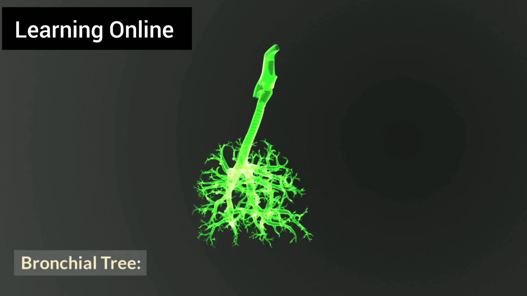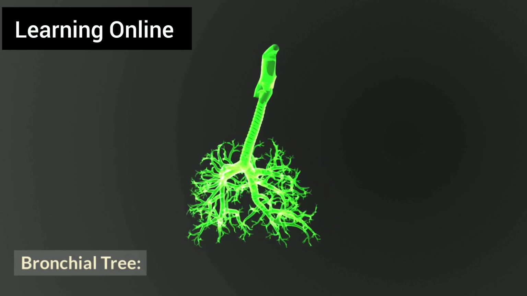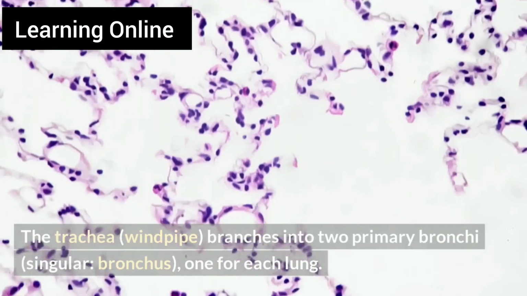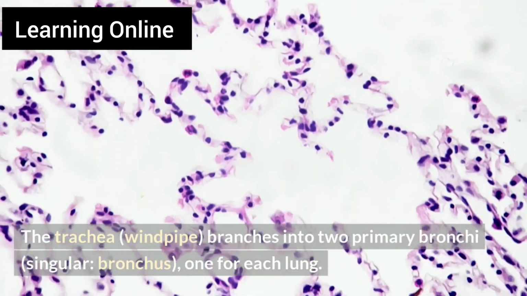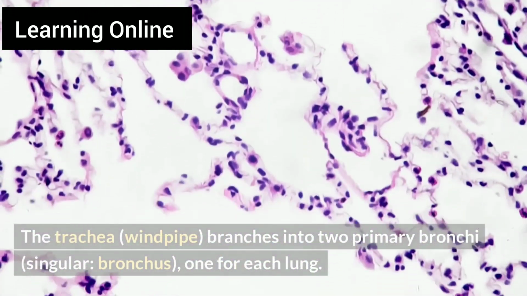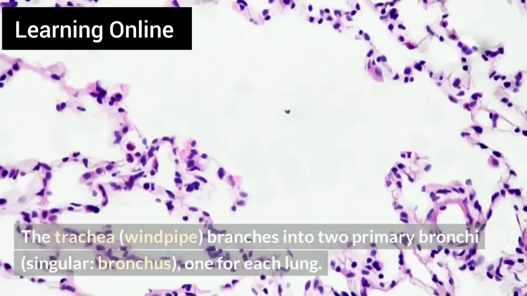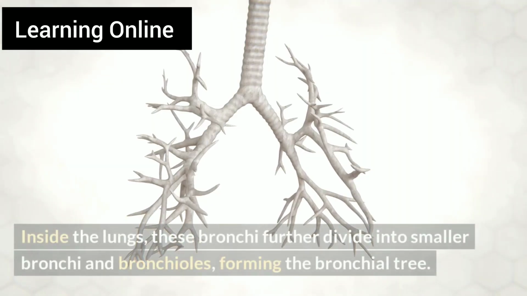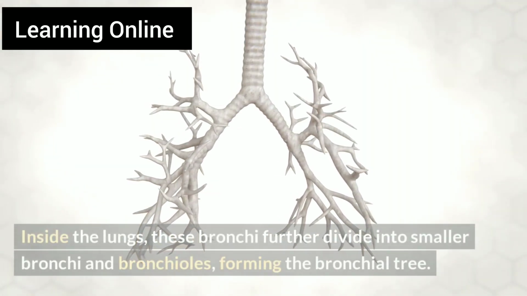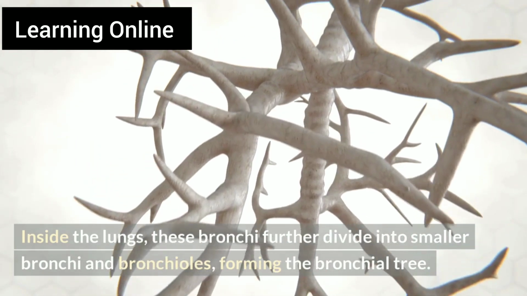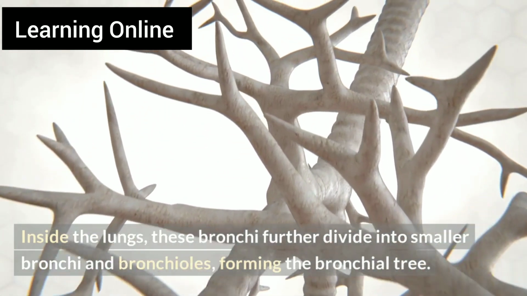Bronchial tree. The trachea or windpipe branches into two primary bronchi, one for each lung. Inside the lungs, these bronchi further divide into smaller bronchi and bronchioles, forming the bronchial tree.